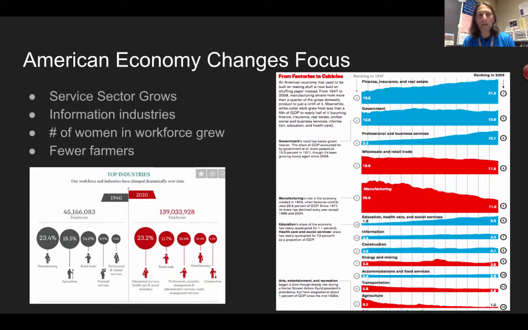For the economy, we're going to see an increase in the number of service sector jobs. Those are mostly information type industries. Those are going to grow and expand, and what we're going to see is manufacturing jobs shrinking. The number of women in the workforce is going to continue to grow. And so one of the trends from the 1940s to 2010 and onward is the continuing growth of service sector jobs, healthcare, those types of things.